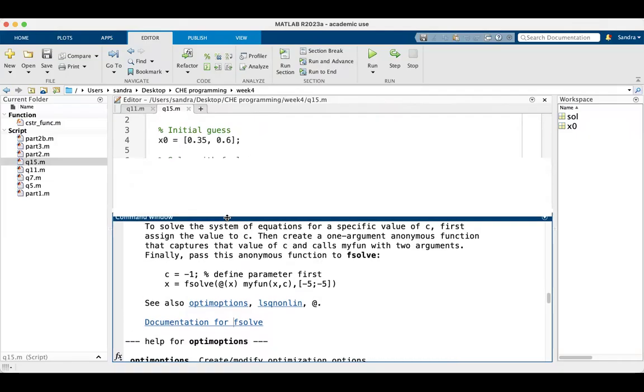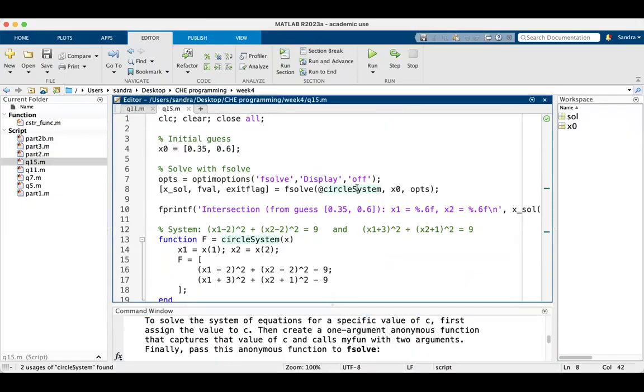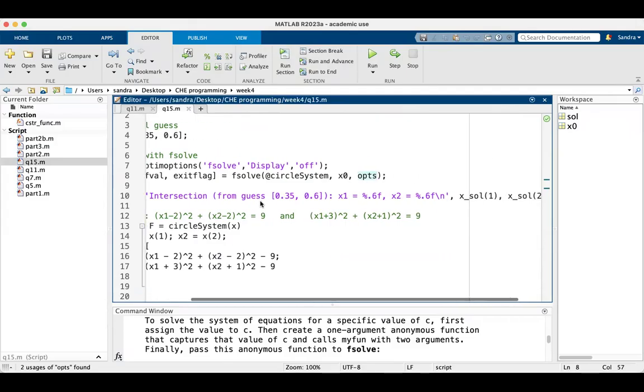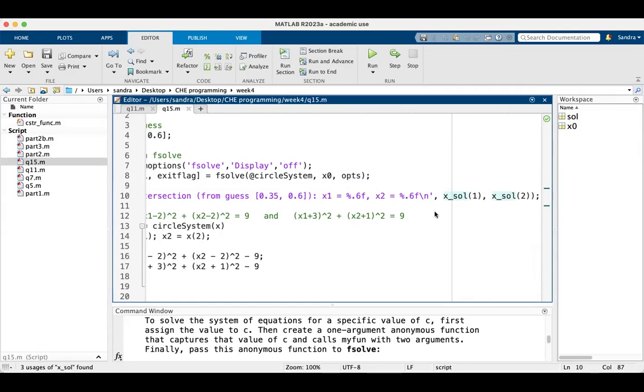So now fsolve is there. We have the system, the name of the system is circle system. Then I have x0, which is the initial guess, and I also give all these options, that is opts, here. Now I'm just printing it. The intersection point for this initial guess should have 6 figures after the decimal point, for each value. It will print the first solution and then the second solution.